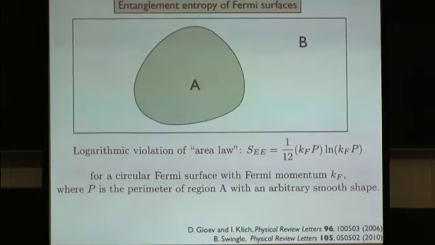In particular, conformal field theories in 1+1 dimensions violate the area law with a log term, and Fermi liquids in any dimension also violate the area law with the log term. So this log term is a violation, but it's a mild violation of the area law, only logarithmic. And this is, in fact, I think, proven in any dimension for a Fermi liquid, that this is what you get.